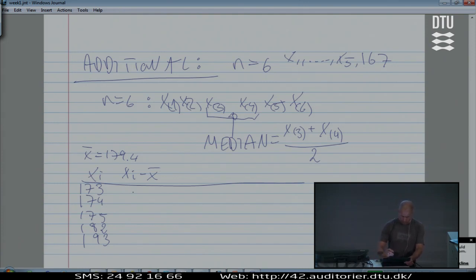This is difficult now. Minus 6.4 minus 5.4. I may... Now, please remember to correct me when it's very easy to do.